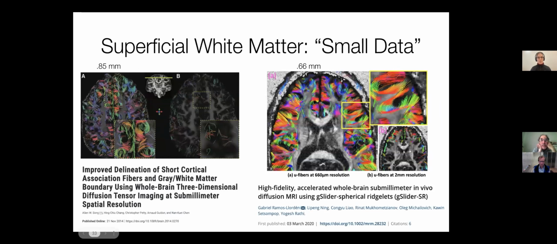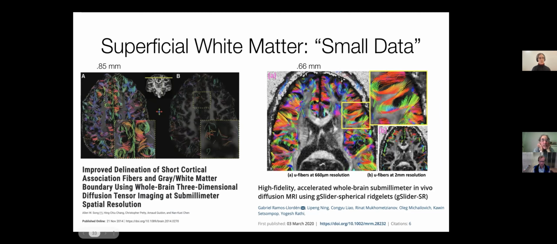So this is the slide where I explain why I call superficial white matter small data. On the left, you see an image from a very nice paper by Dr. Song that was published in 2014. And this is the paper where they show that you really can't see the short cortical association or superficial white matter U fibers in typical 2 millimeter data that you see on the right, in the left image, where it says B. And we've looked, you also can't see these very short ones in even really good, close to 1 millimeter data like the Human Connectome Project.